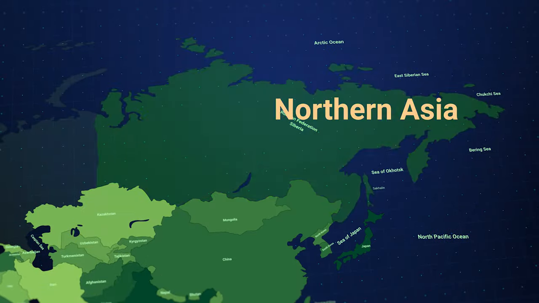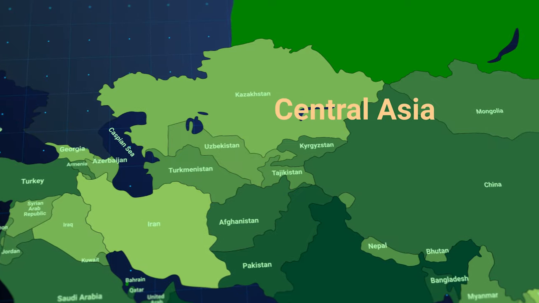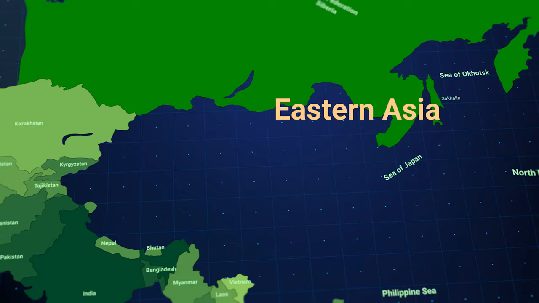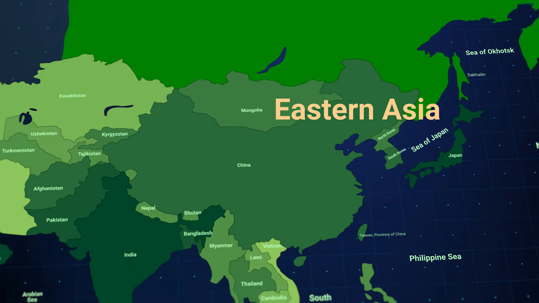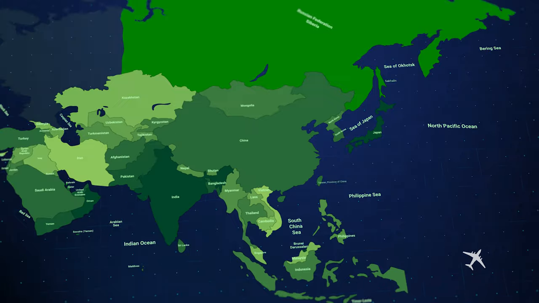Today I'm going to tell you about Asia. This is my first video in a series where I discuss countries and continents on planet Earth. Conventionally, there are six main geographical regions or subregions in Asia: Northern Asia, Western Asia, Central Asia, Eastern Asia, Southern Asia, and Southeast Asia.